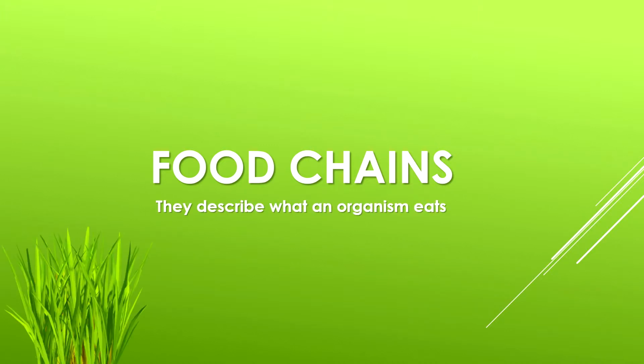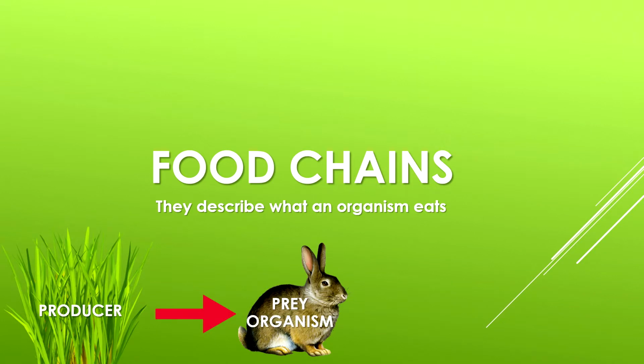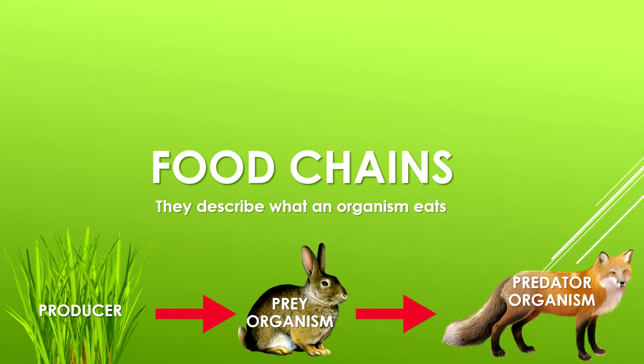So food chains. They basically describe what an organism eats. First, a food chain starts with a producer, which is normally a plant like grass or algae, as I said previously, and the producer is eaten by the prey organism. And in this case, there's only one prey organism in the chain, only because there are only 3 trophic levels in the whole of the chain. There could be more prey organisms depending on just how many there are in the chain. There could be multiple. And then the prey organism is eaten by the predator organism, which is at the top of the chain and is eaten by no other animal.